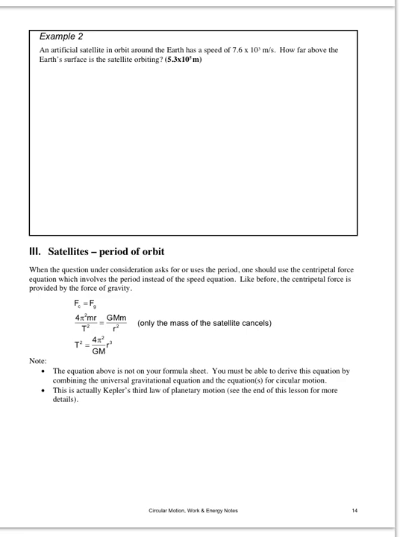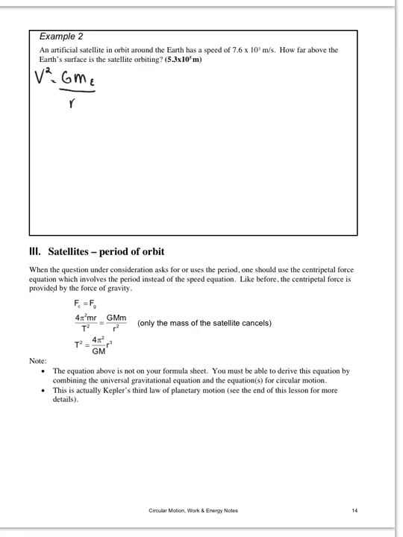An artificial satellite in orbit around the Earth has a speed of 7.6 times 10 to the 3 meters per second. How far above Earth's surface is the satellite orbiting? So I'm just going to use our equation from the first example. Now that we know how to derive it, I feel like we can just go ahead with it. So v squared equals G, mass of the Earth in this case, mass of the planet, divided by r.